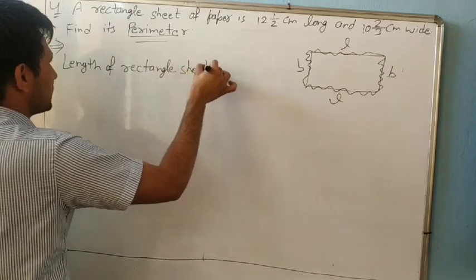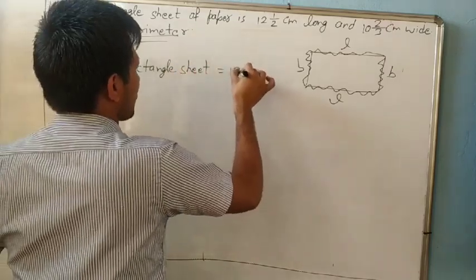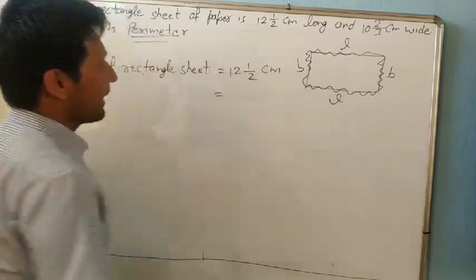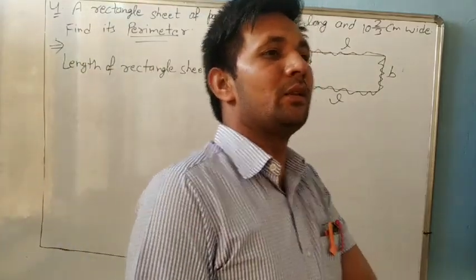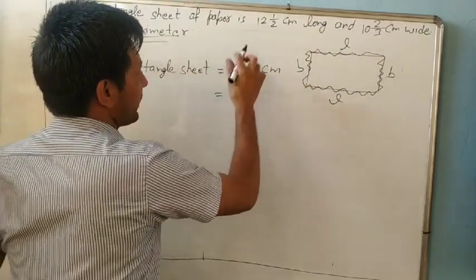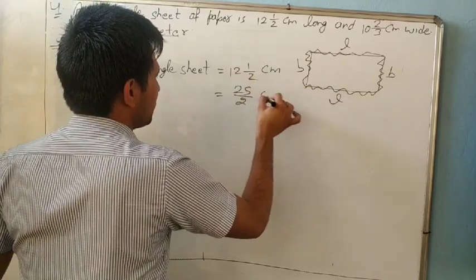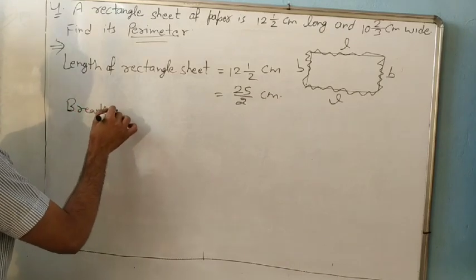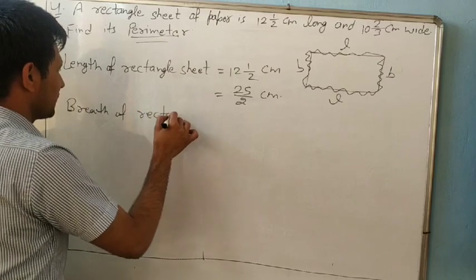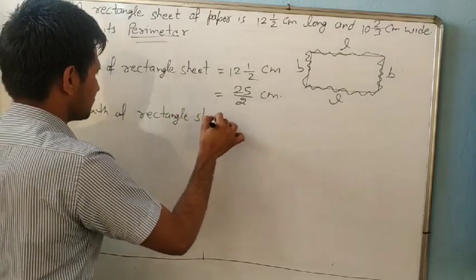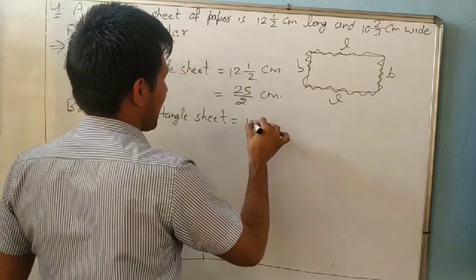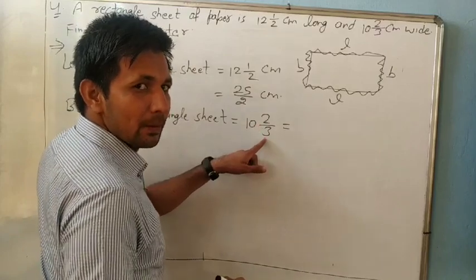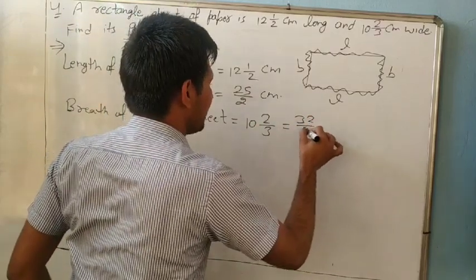How much? 12 and 1 by 2 centimeter. Change it into a fraction: 12 times 2 is 24, plus 1, 25 by 2 centimeter. Same as that, we will find the breadth of the rectangular sheet. How much? 10 and 2 by 3. 10 threes are 30, plus 2, 32 by 3 centimeter.